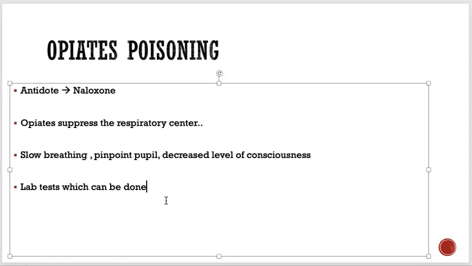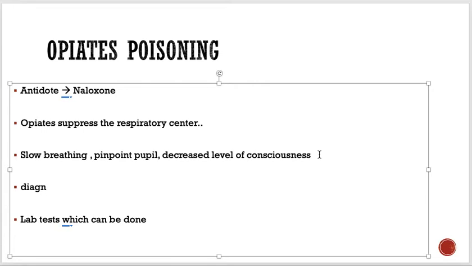Now see, the labs are not important in this one, but still we go for multiple tests. Why? Because this one simulates, or looks like, certain other conditions. Anyone who has had head trauma can present with the same symptoms. Anyone with alcohol intoxication, anyone who had a stroke, anyone with hypoglycemia can present with the same symptoms. So just to make it clear, the diagnosis is clinical. This is understood, right?